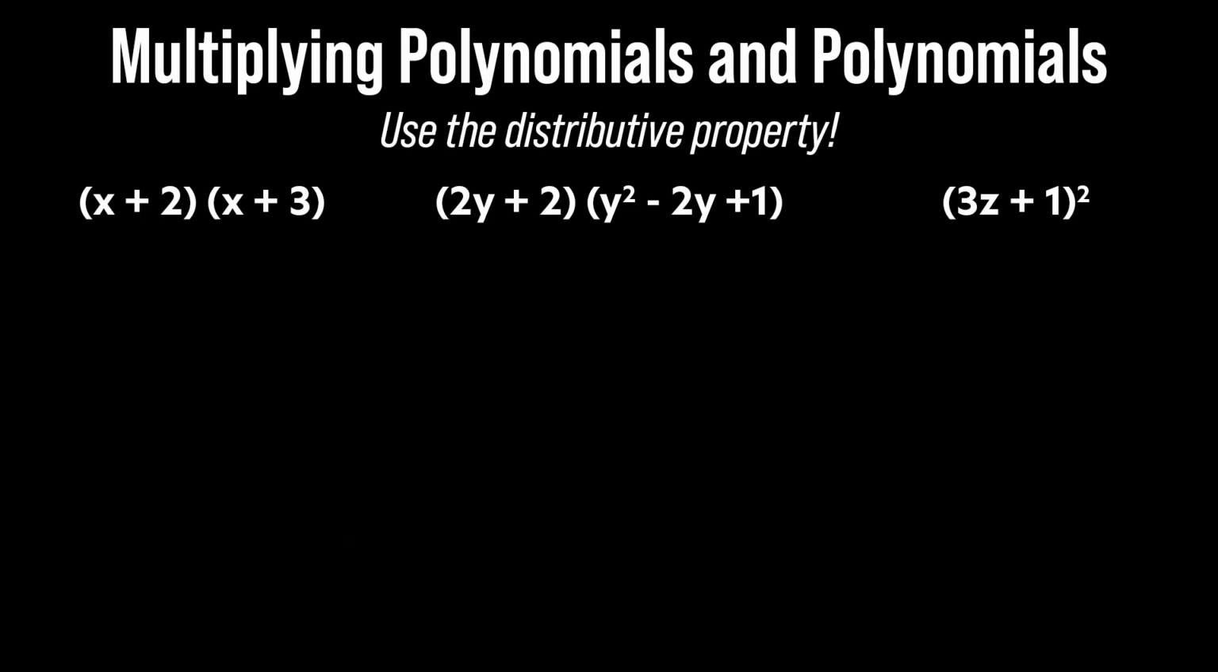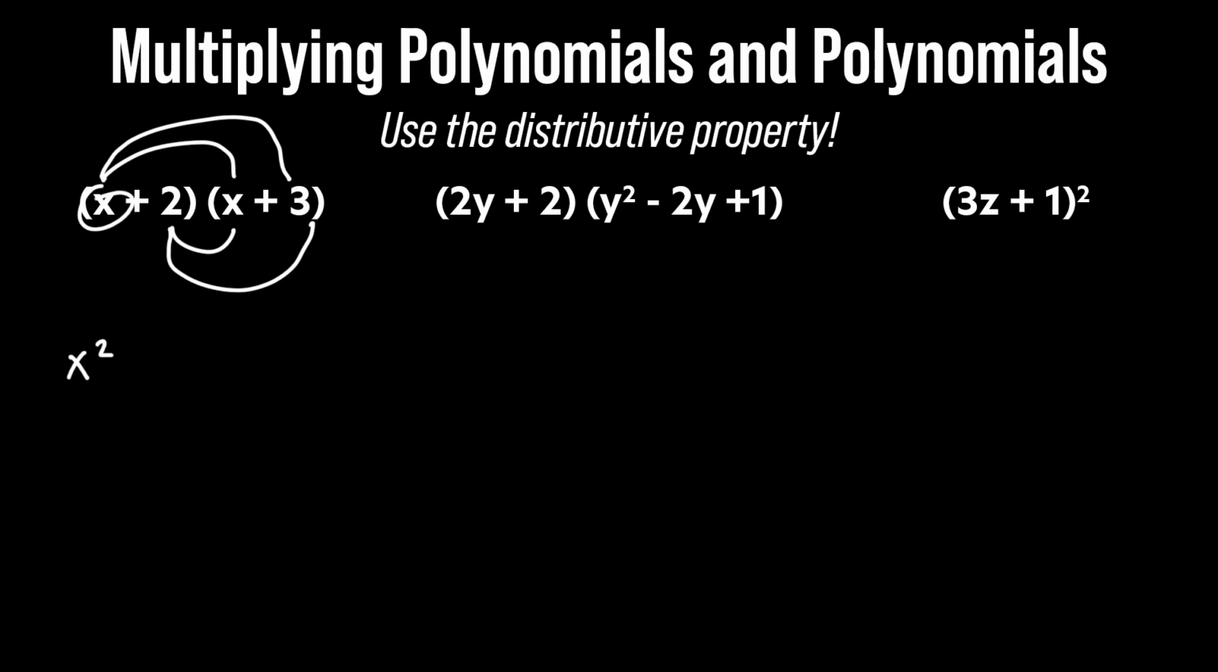It'd be the first term of the first polynomial times the first term of the second polynomial, plus the first term in the first polynomial times the second term in the second polynomial. And then it'd be the second term here times the first here, and the second term here times the second here. So let's do this.